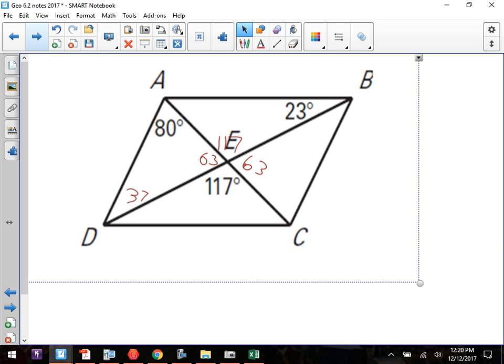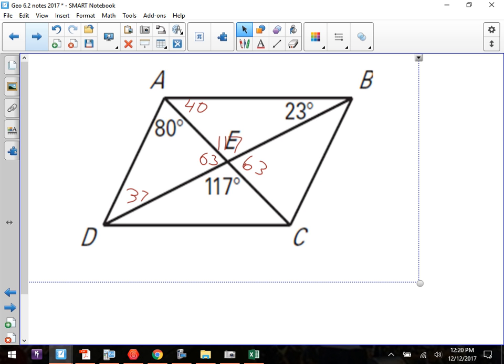I do the same idea with the AEB. If I add 117 and 23 together, what do I get? 140. Well, how many degrees are left if you have 140 to get to a triangle? 40. Good. So up here you get 40. Are we okay with that?